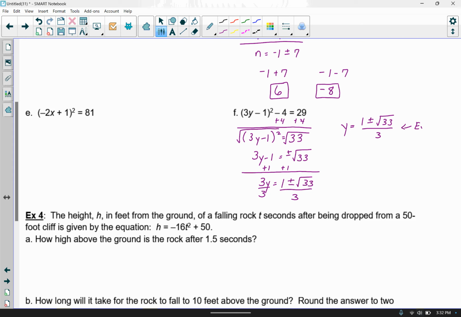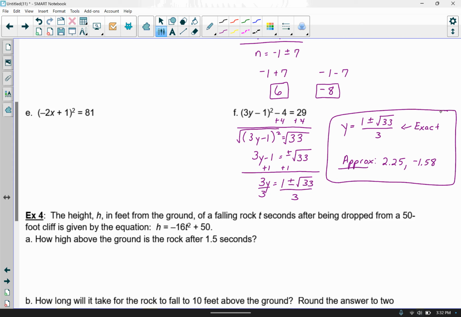This would be exact. And then to get your approximate solution, you'd have to put it in your calculator twice. It would be 1 plus the square root of 33. You've got to use parentheses. I'd do 1 plus the square root of 33, hit enter, divide it by 3, and you should get 2.25. And then do 1 minus the square root of 33, hit enter, divided by 3, and that should land you at a negative 1.58. And these would be our approximate answers. There you go.